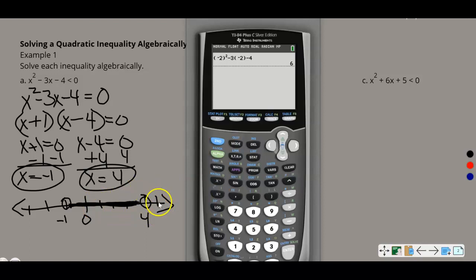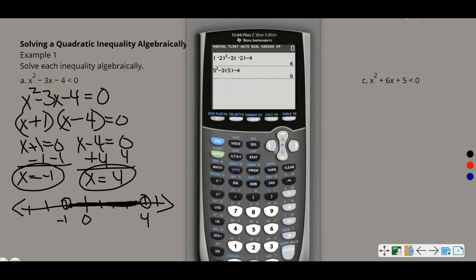All right, let's check the other region. So let's check a number greater than 4. So let's take 5 squared minus 3 times 5 minus 4. Is that less than 0? It is not.